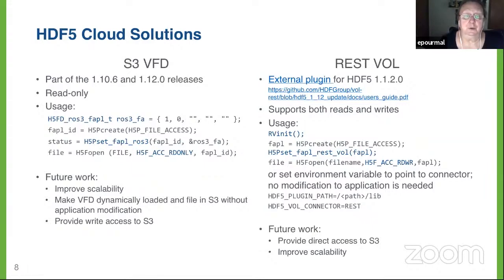So for future work, we would like to improve scalability, and there are many different ways how we can improve it. The reason S3 is slow is exactly the same reason as it may have been slow on a POSIX file system.